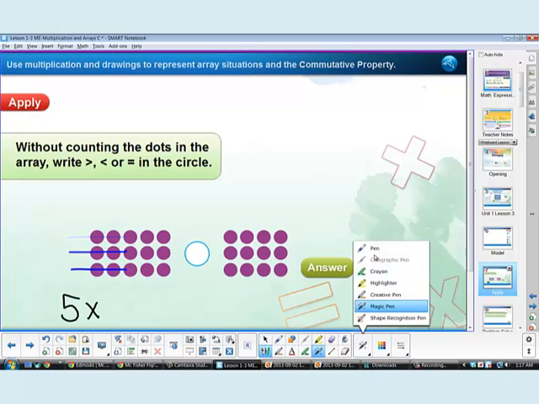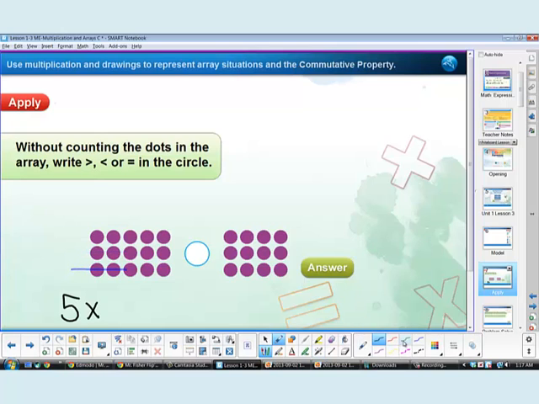5 times 3 rows. Let's make it into a different color. 5 times 3 equals something, and that gives us the number of dots. Well, let's change back and let's find out how many are on this side.